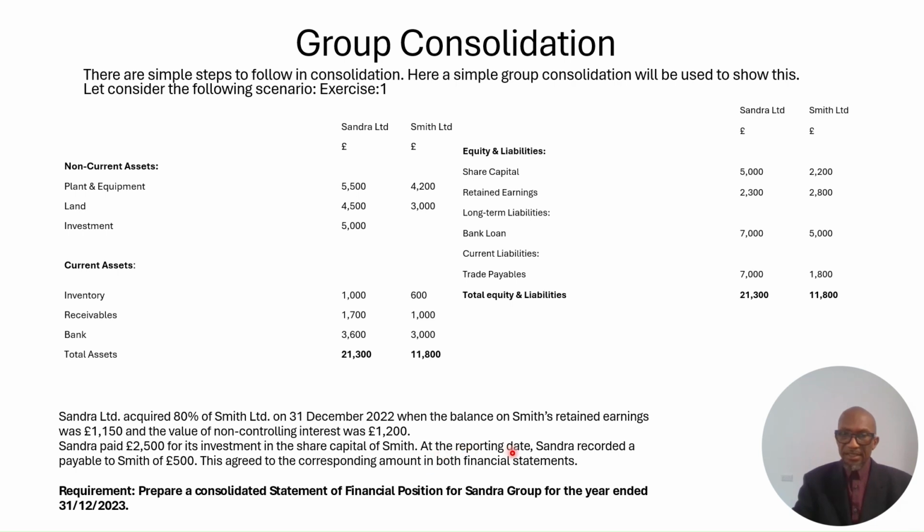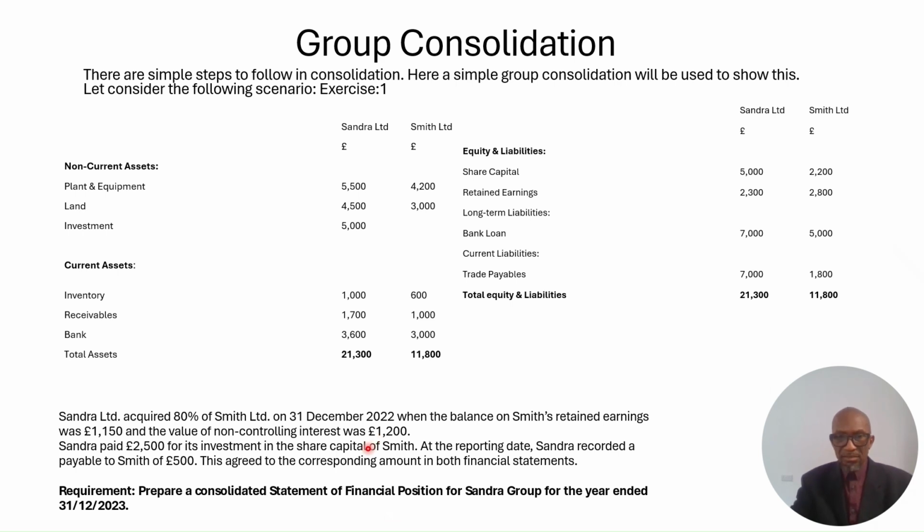At the reporting date, Sandra recorded a payable to Smiths of £500. This agreed to the corresponding amount in both financial statements. This is an intercompany transaction, which has to be eliminated during consolidation. Be careful. You are required to prepare a consolidated statement of financial position for Sandra Group for the year ended 31st December 2023.